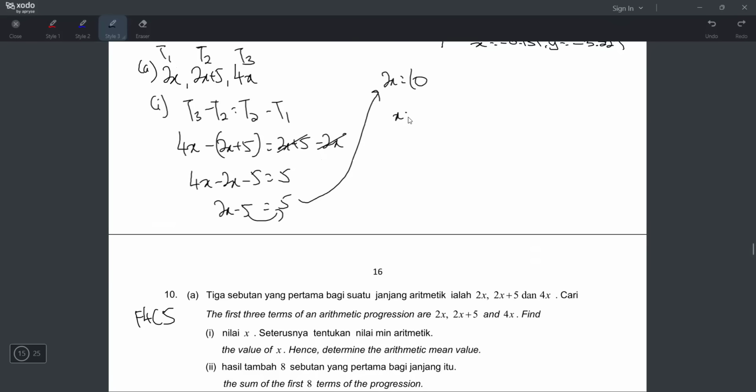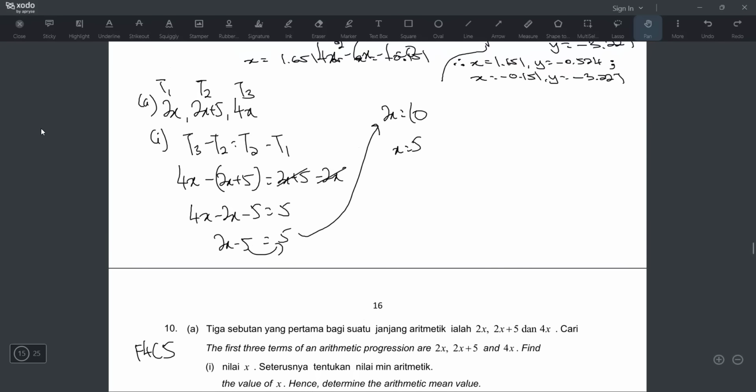10, x equals 10 divided by 5. So that's the answer. Now next part, they want to determine the arithmetic mean value. Seterusnya tentukan nilai mean arithmetic. What do I mean by that? Why suddenly ask for mean?